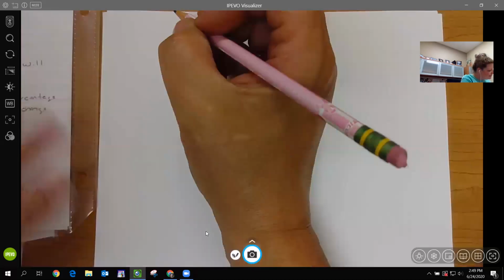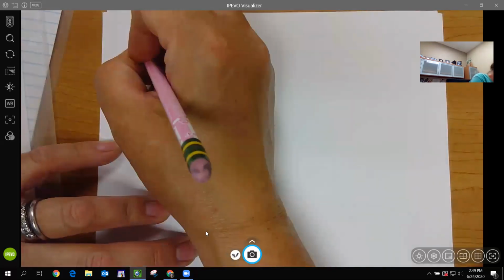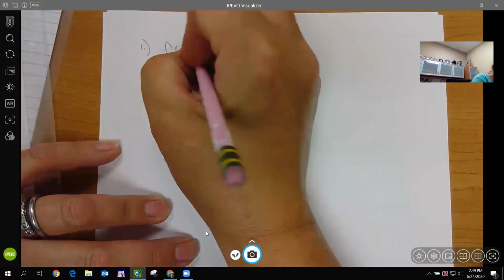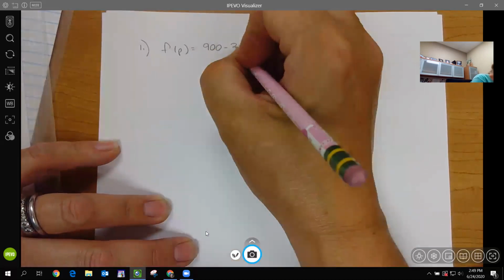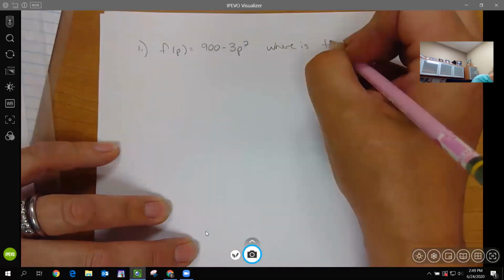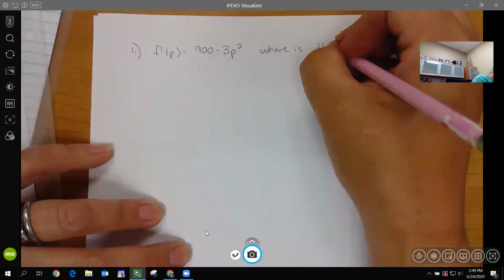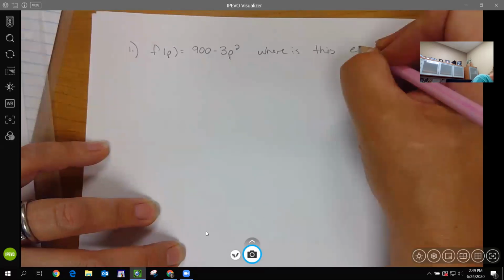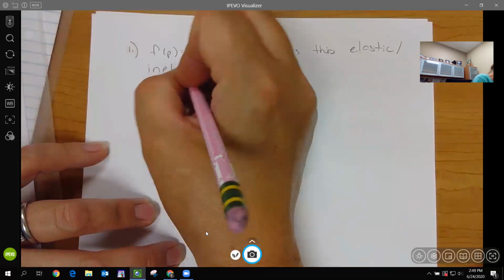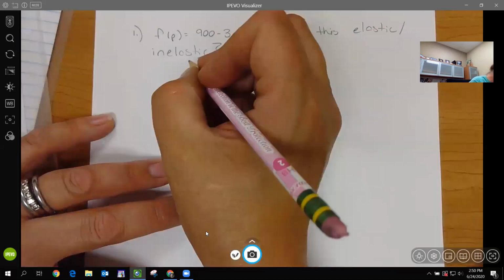Let's say, I don't remember what problem number I'm on. We're going to go back to problem 1 just for fun. The F of P is equal to 900 minus 3P squared. And I want to know where this is inelastic and elastic. All of a sudden my handwriting got really ugly.